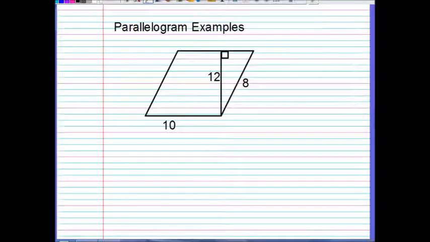So here's another parallelogram example. We have a parallelogram with sides 10 and 8 with an altitude of 12. The area formula is going to be base times height. Now, we see my height is formed right over here. It's going to be a height of 12. We need to form a T with it. So that would have to be my base. Since opposite sides are congruent, my base would be 10. 10 times 12 gives me 120 square units.